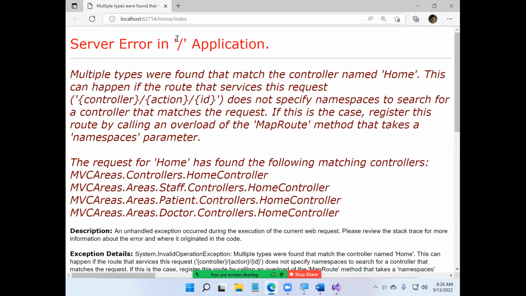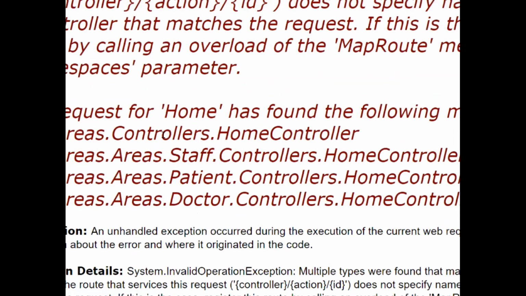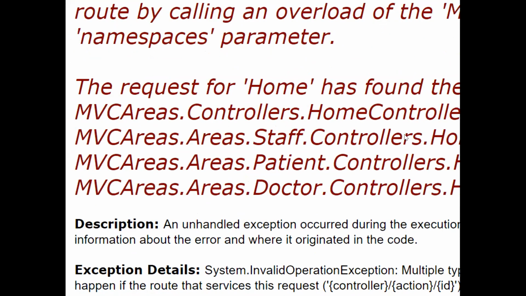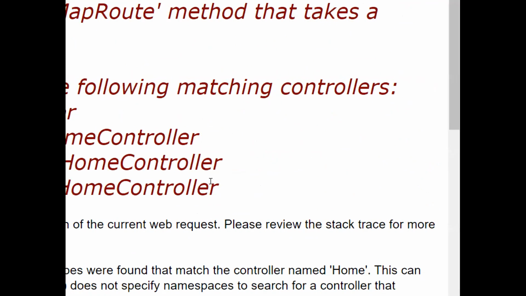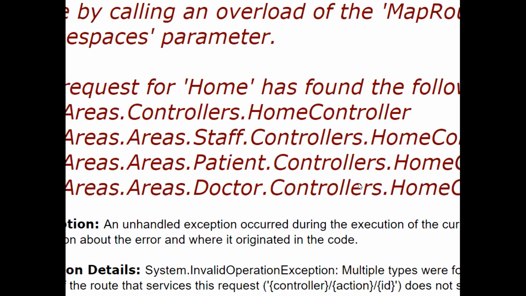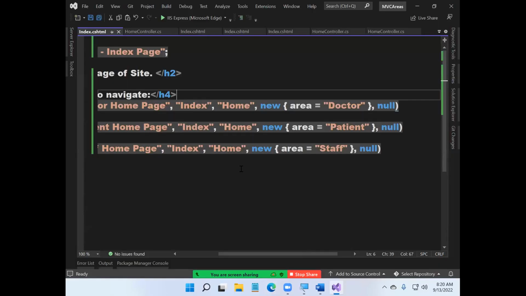Error. What is the error? See? I found multiple home controllers in this project. But we specified the area name, right? That is what you specified in the action link here, not here. Are you getting me? So multiple controllers I found, and I could not understand what to run now.